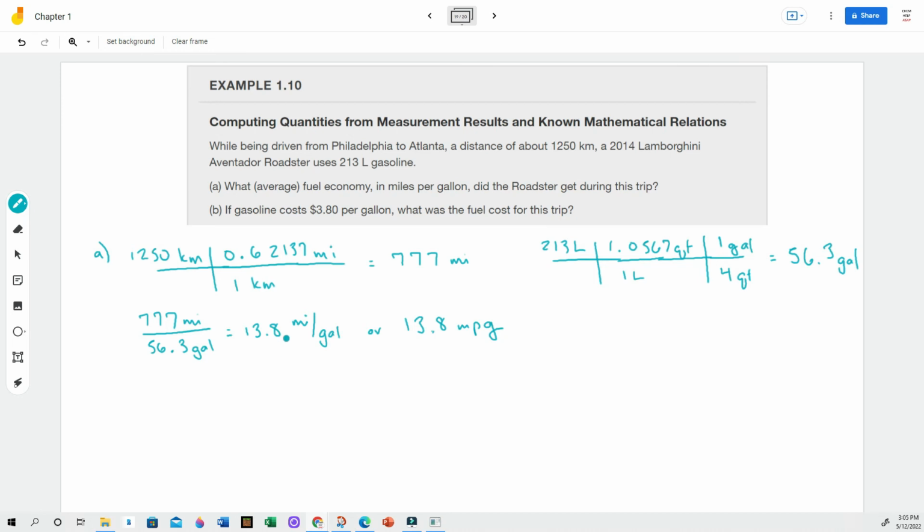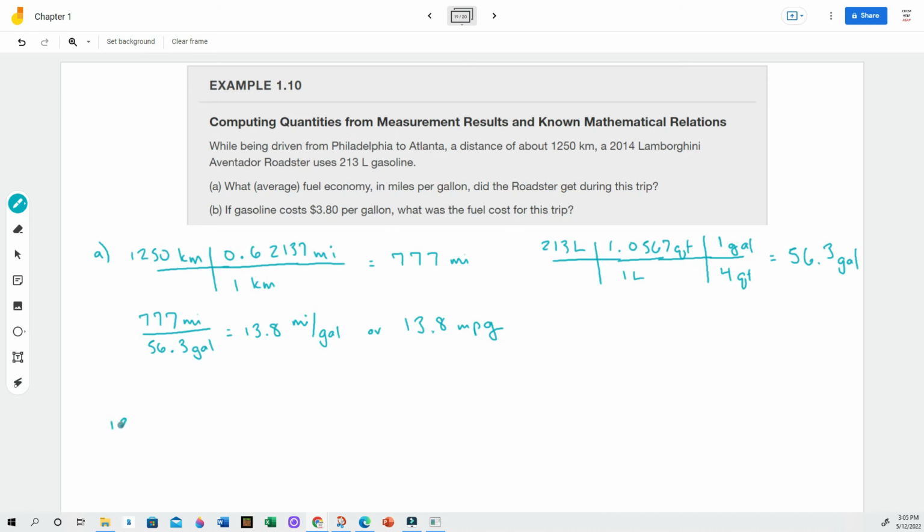Double check my sig figs. So my numerator has 3 sig figs. My denominator also has 3 sig figs, so that is why my answer has 3 sig figs. Okay, but what if I wanted to do this calculation just in one go and not split it up into 2 parts? All right, here we go.